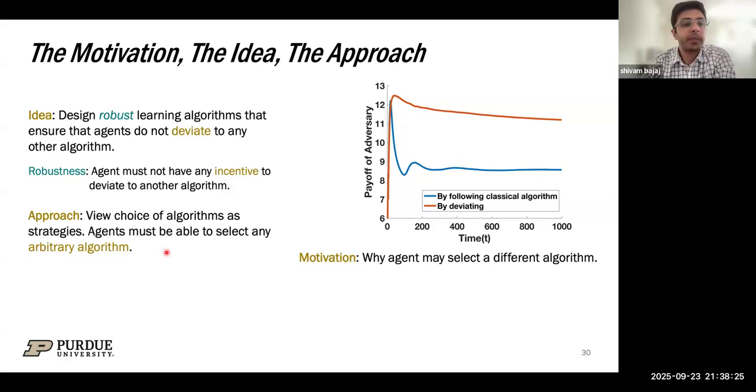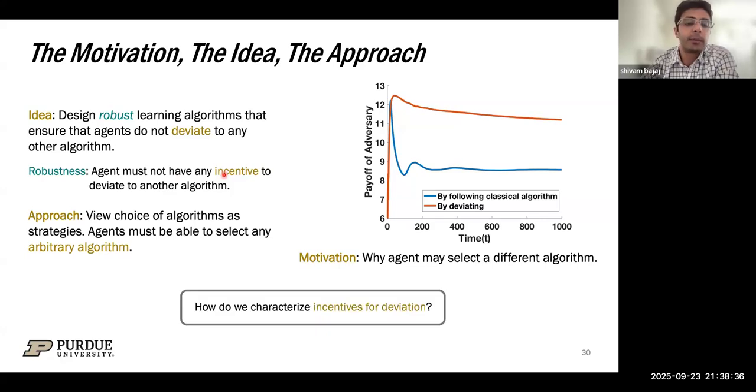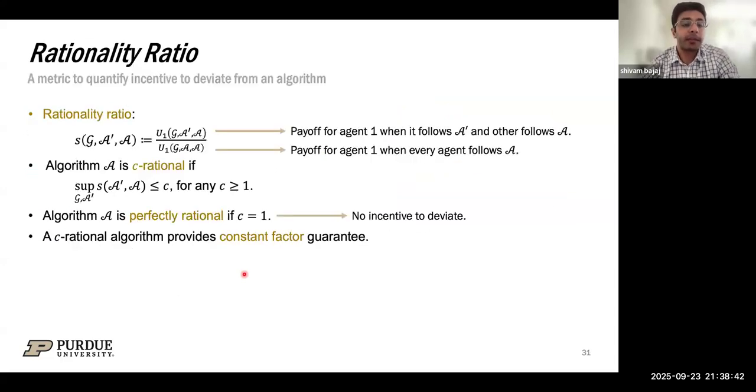Okay. And what that means is that we want the agents to be able to select any arbitrary algorithm that they want. Now, if we focus on this robustness property, since I want my algorithms to be robust in the sense that the agent should not have any incentive to deviate, the first question that comes to mind is how do we even characterize incentives for deviation? So that's one of our starting points. In our paper, we introduce this metric called rationality ratio to quantify the incentive for an agent to deviate from an algorithm. Okay, and this rationality ratio is defined as follows.